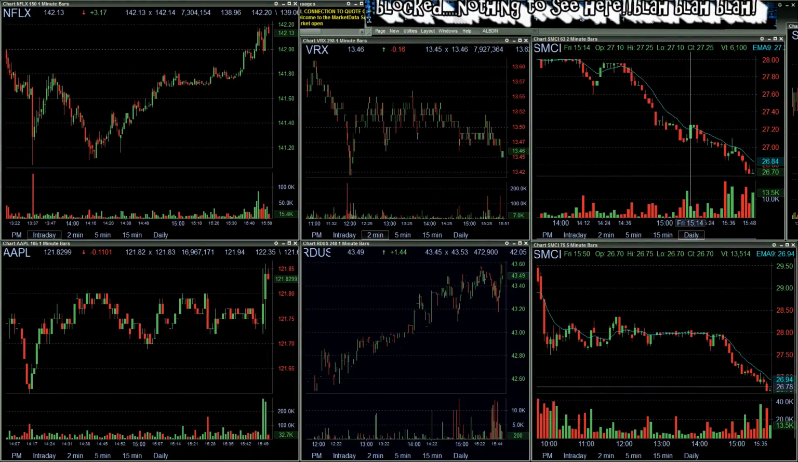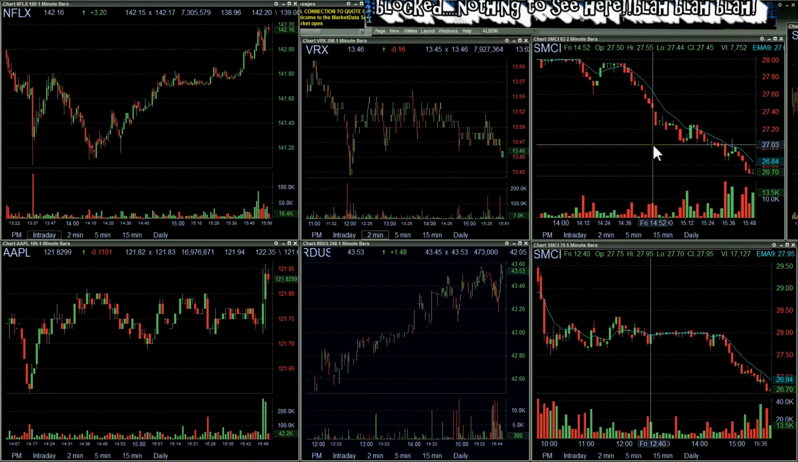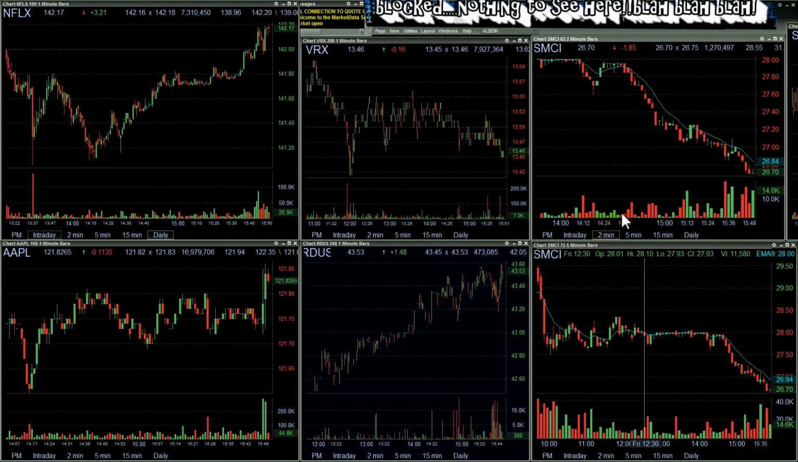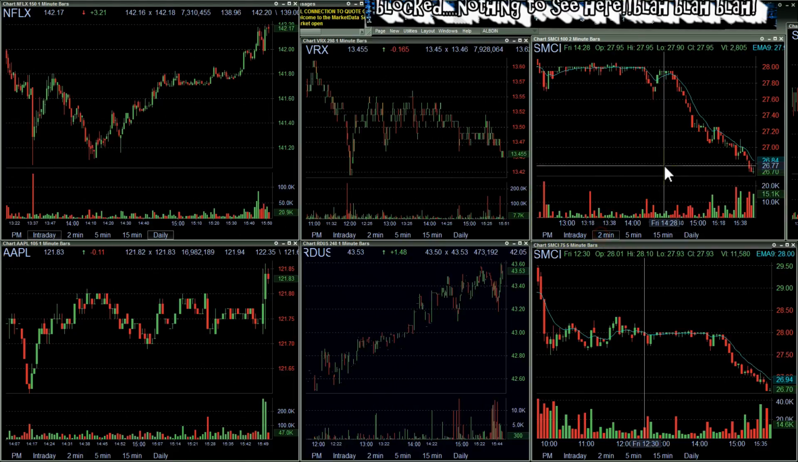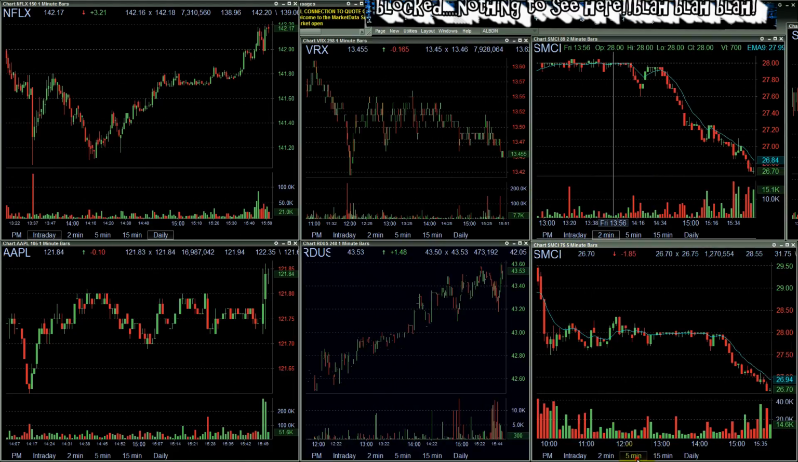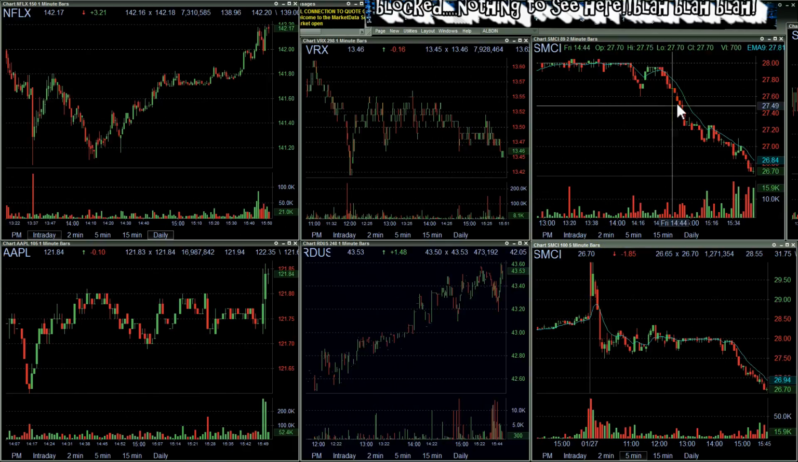This is a recording of my left screen. On my left screen I have these two linked to my main screen, and basically the further away I am from the main screen, the less important it is to me. This one I like to set up linked to my main screen at 2 minutes, and this one's set up for 5 minutes. Both of them have the 9 EMA.